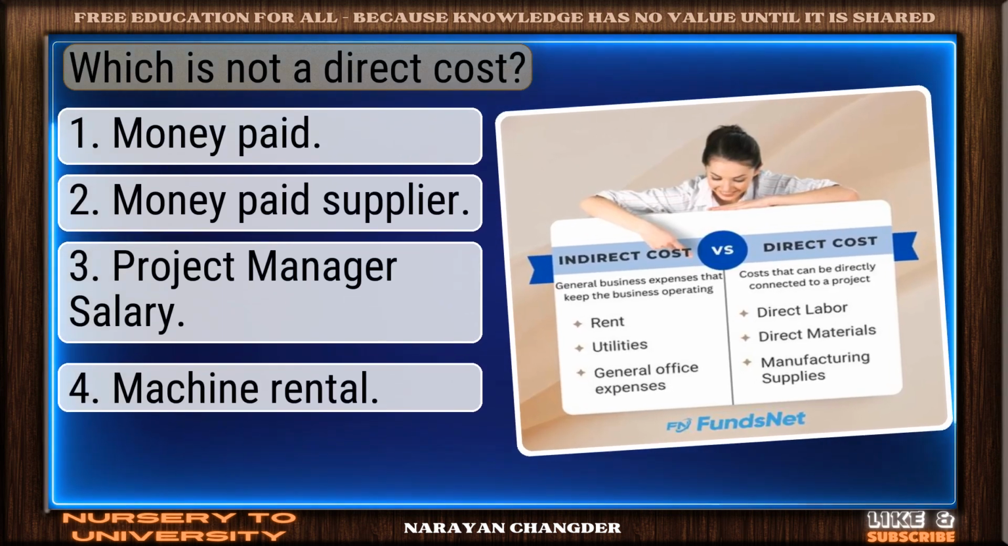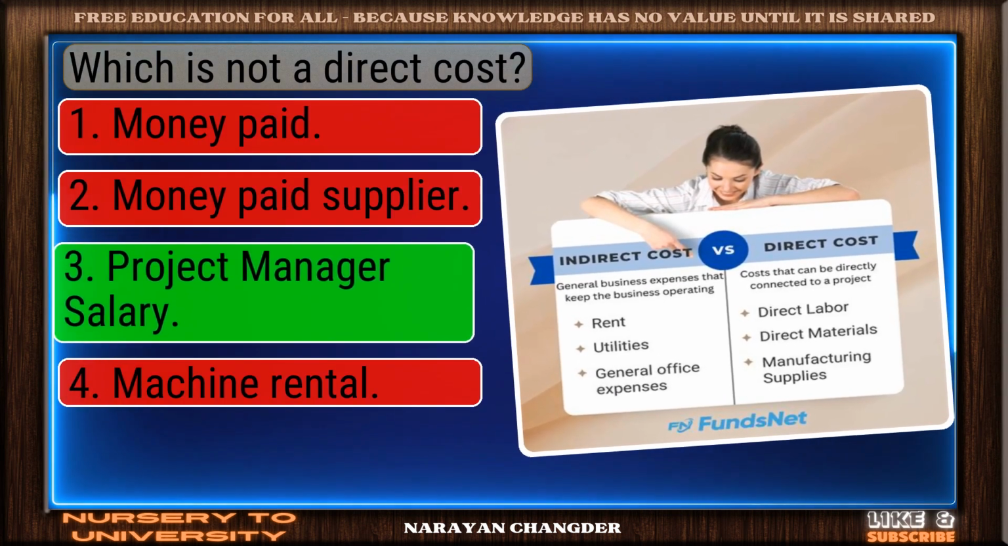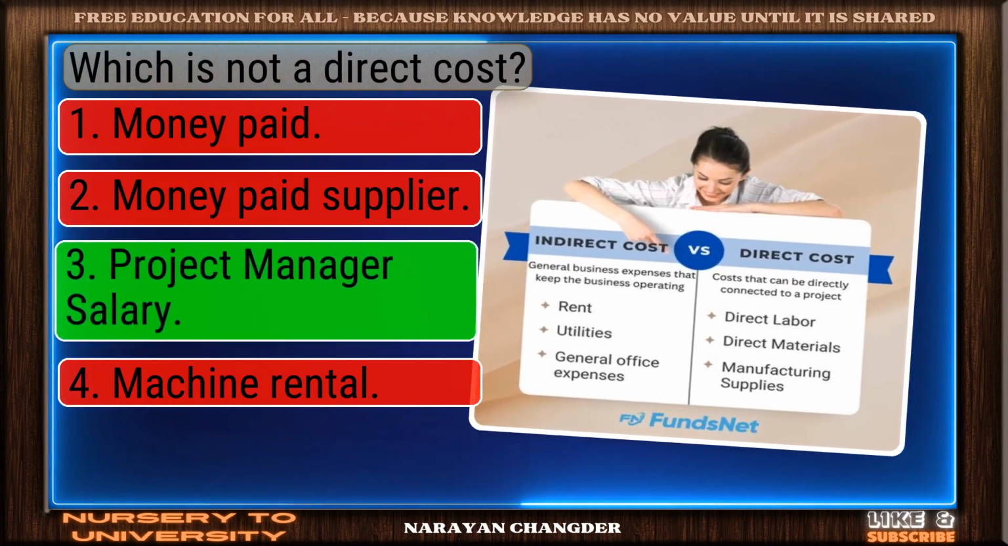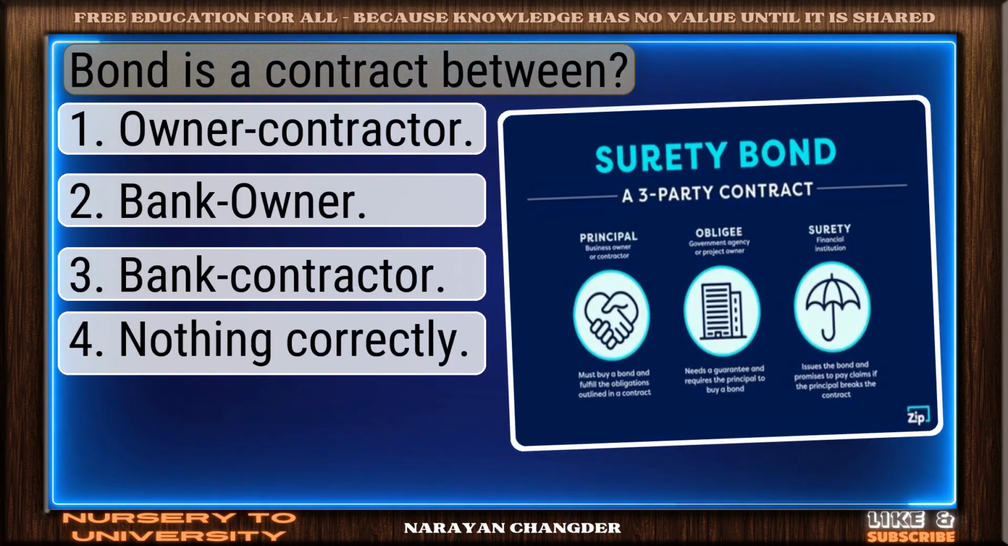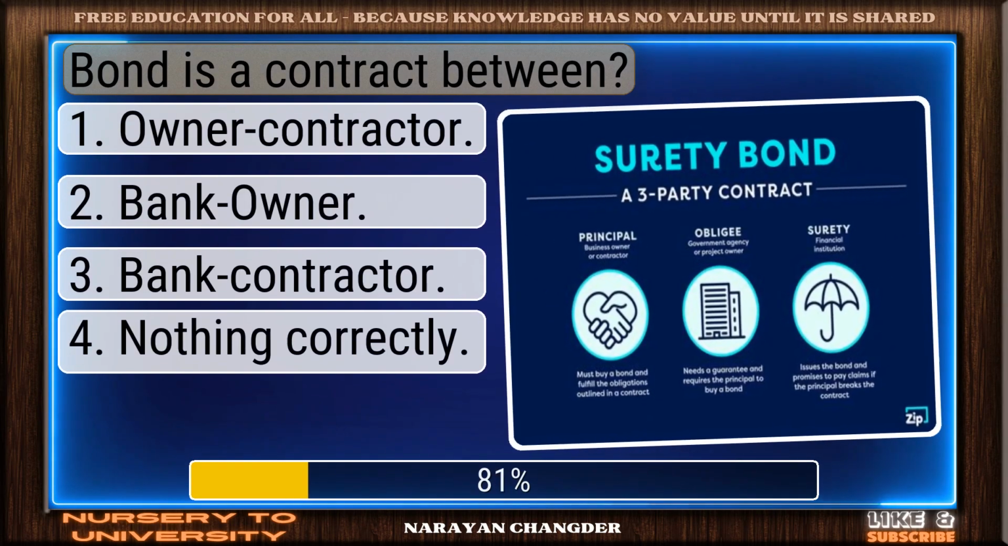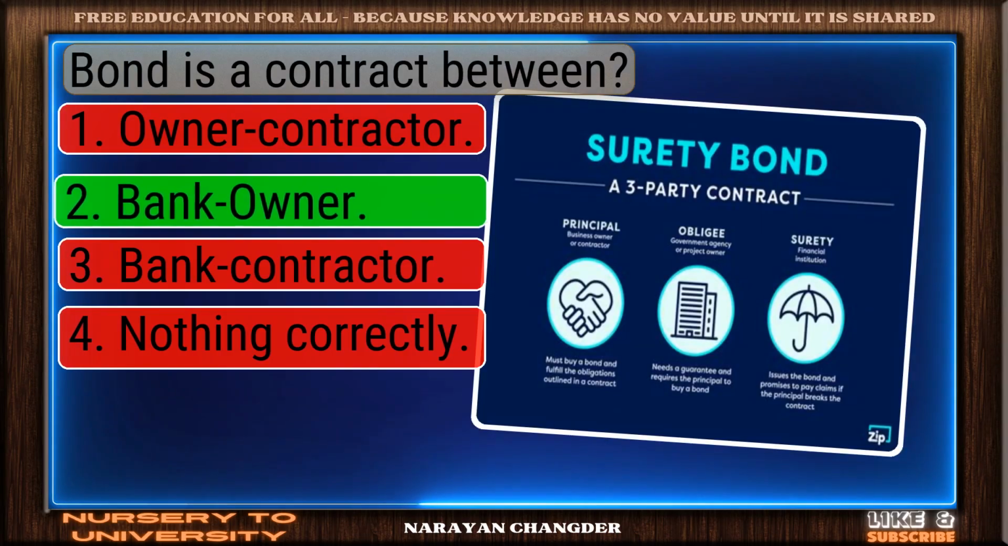Which is not a direct cost. Correct. Project manager's salary is the right answer. Bond is a contract between. Excellent choice. Bank owner is the right answer.